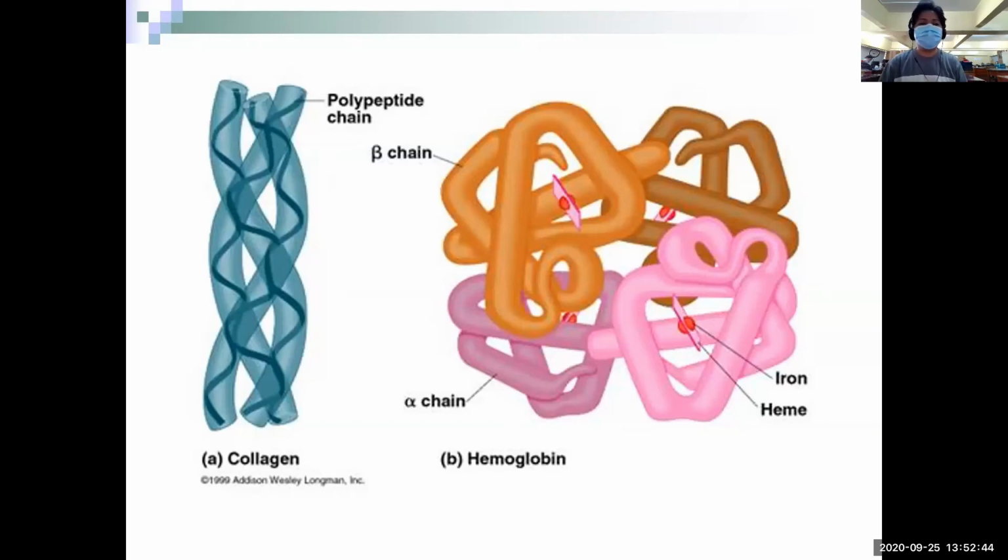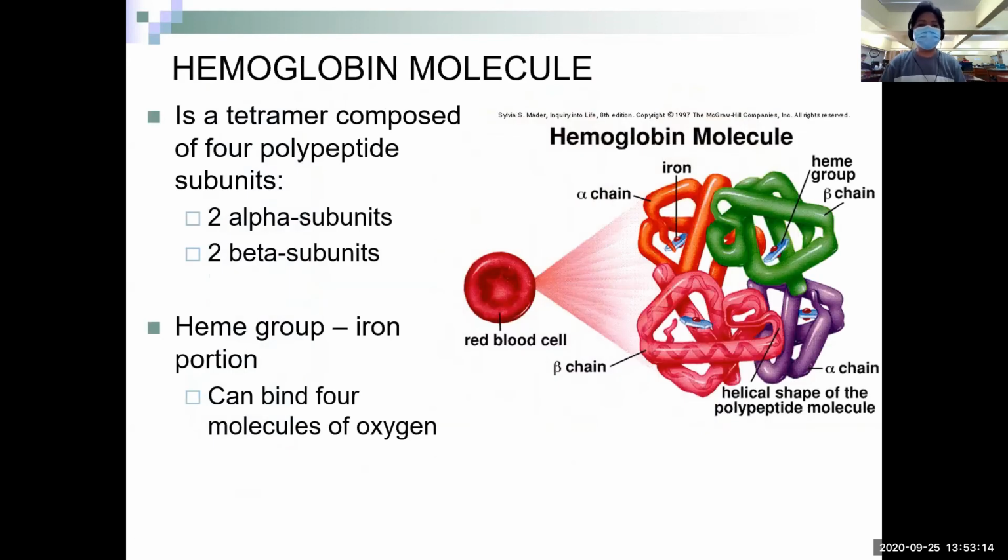We have collagen and hemoglobin as examples. Collagen is a tertiary structured protein, while hemoglobin is a quaternary structured protein. Again, the quaternary structured proteins are a combination of the tertiary structured proteins. Another example is the hemoglobin molecule. Hemoglobin is a protein present in the red blood cells, and it is a tetramer composed of 4 polypeptide subunits. When we say tetramer, it's made up of 4 polypeptides. So we have 2 alpha subunits and 2 beta subunits there.